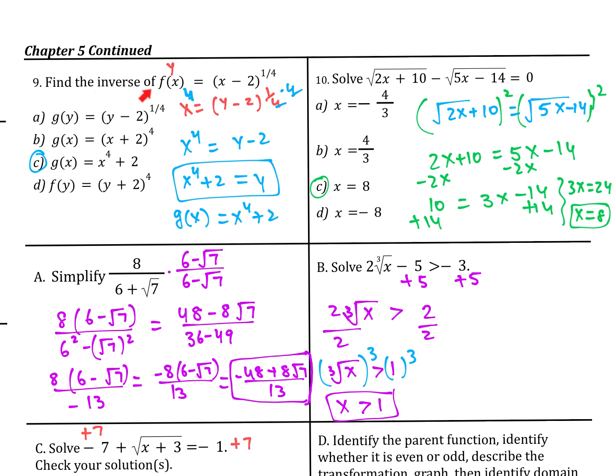Next we have find the inverse. To find the inverse, set f(x) equals y. Now we have a power 1 over 4. To get rid of the power 1 over 4, we multiply by its opposite power, which is 4. Take power 4 on both sides. You get x to the power 4 equals y minus 2. Plus 2 on both sides. You get y equals x to the power 4 plus 2. Remember to write it in function notation.